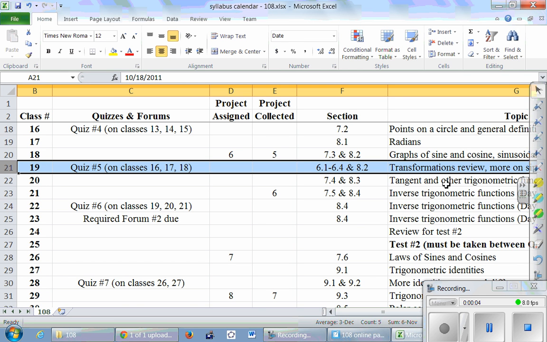Today we'll do some more stuff on transformations and generalize what we talked about last class with sine functions and cosine functions. Also, hopefully, we just finished taking a quiz, so you can get that to me soon if you haven't done it already. Also, you're working on Project 6 right now, which is due in a few classes.